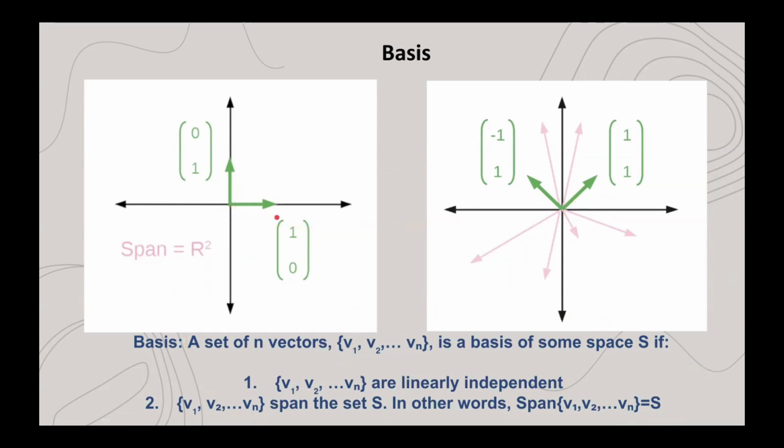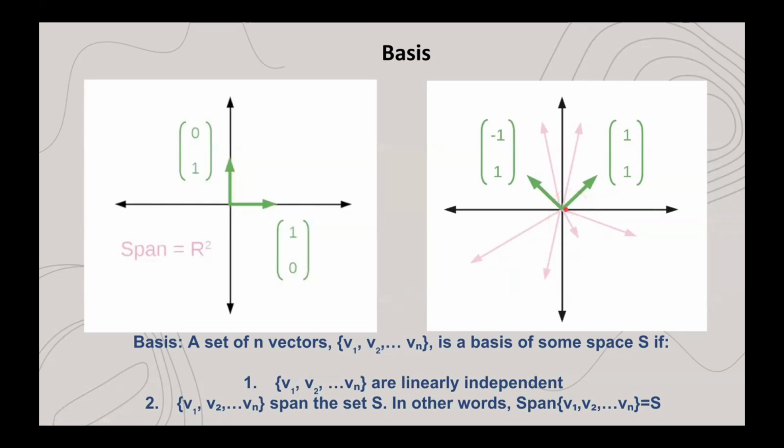They are linearly independent because there is no way to scale the vector 0, 1 into the vector 1, 0. Additionally, these two vectors span the entire 2D space because you can rewrite any point in this space as a linear combination of this 0, 1 vector and 1, 0 vector.